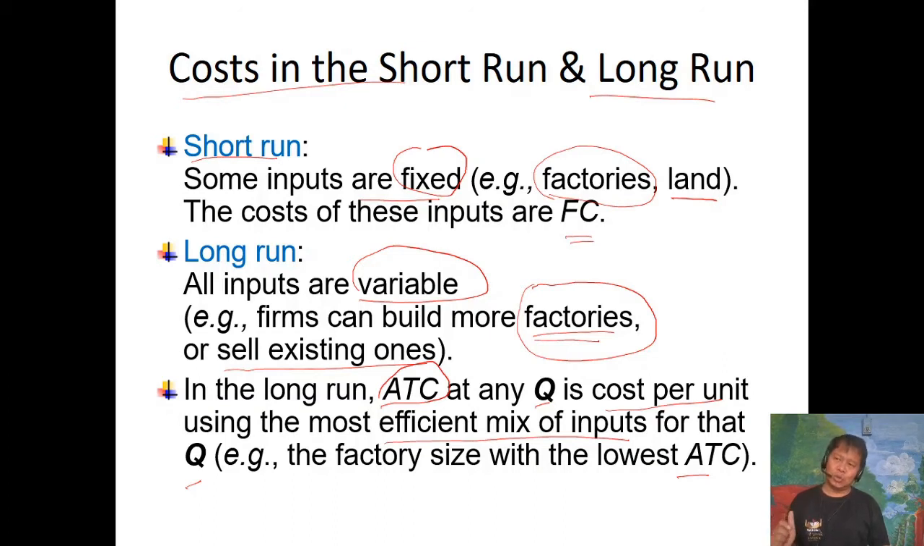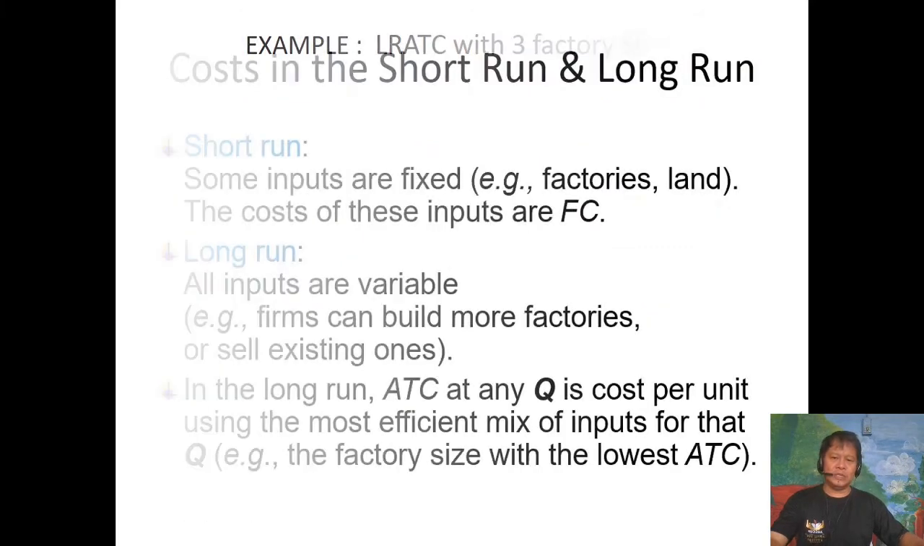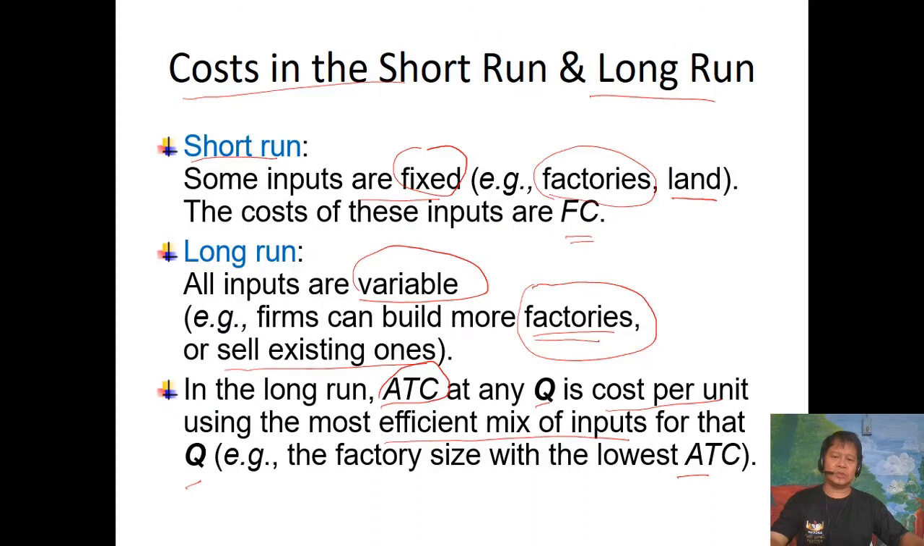So how much is spent to produce one output is considered as average total cost. Okay. In fact, average total cost is computed as total cost divided by quantity produced. So we have discussed that last time. Okay. So I hope it is clear for us now as to what is the difference between the short run and the long run period.